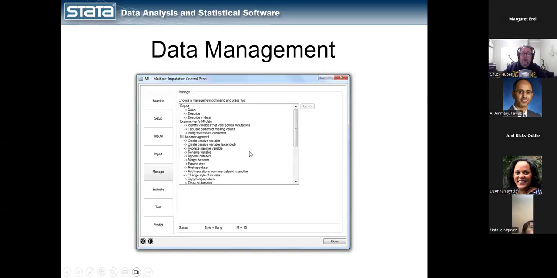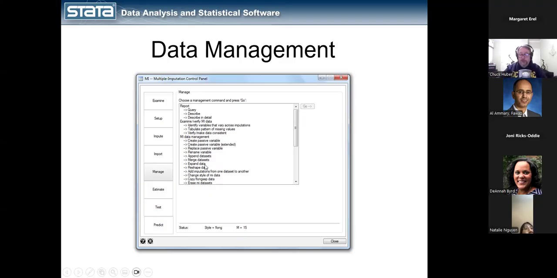Now, one thing that you might want to do is you may need to do some data management along the way. And this can be a real pain because once you've already imputed the data and you need to do data management, you now have to do it on all of the data sets, data set by data set. So let's say you have age and you want to consider age squared. So you have to create a new variable called age squared. There are ways to do that with the already imputed data sets.